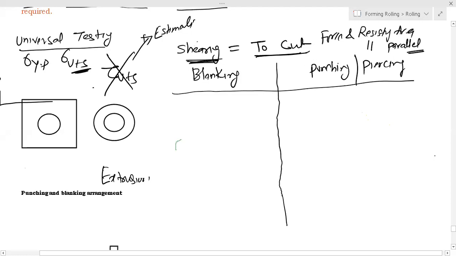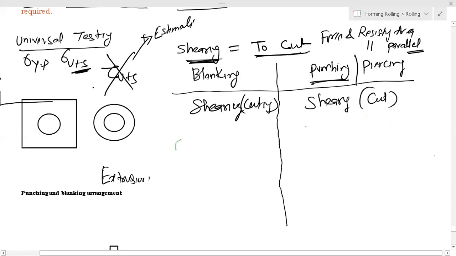But when it is normal stress, force and resisting area are perpendicular. So in punching operation, both are shearing operations. This is also a shearing operation. Shearing, this is also a shearing. Means you have to cut the material. Cutting, here you have to cut the material. But in punching operation, the hole is the product. The hole is desirable or product.